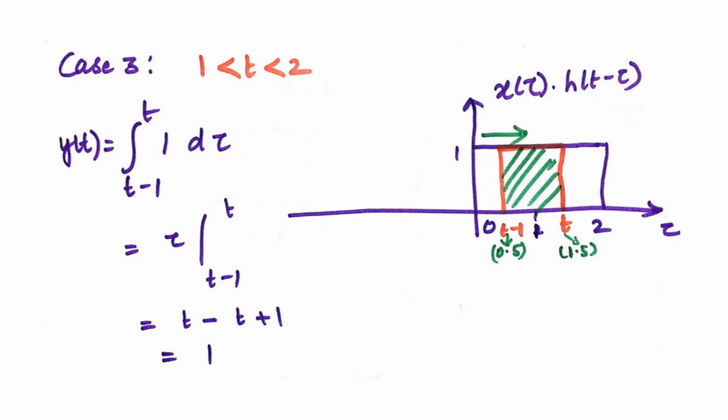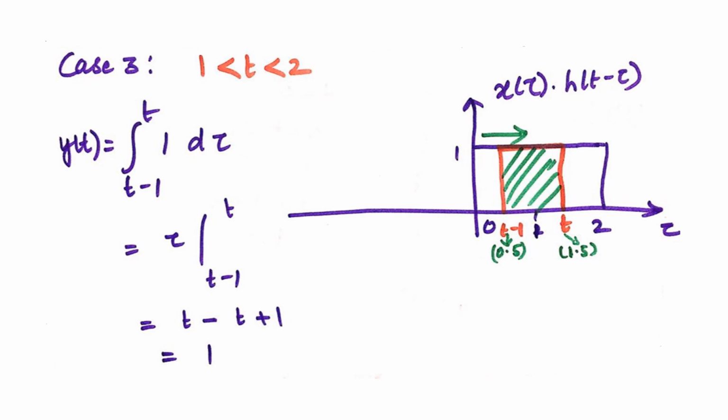The width of the rectangular pulse should always be kept in mind. The width of the rectangular pulse has to be kept in view, and then the edges are fixed. So this is 1.5, and the next edge is at 0.5. Of course, this is only for our understanding, but the edges are t and t minus 1.